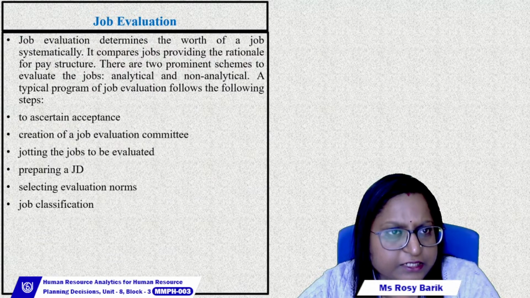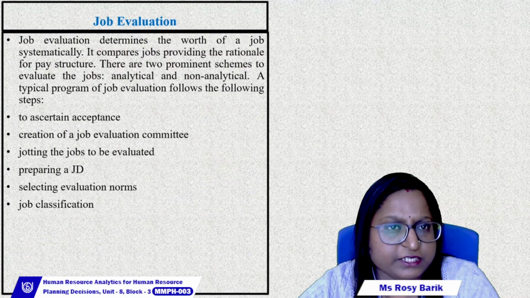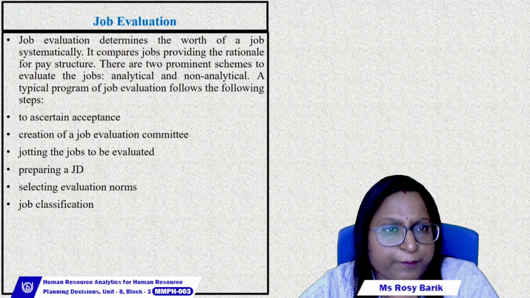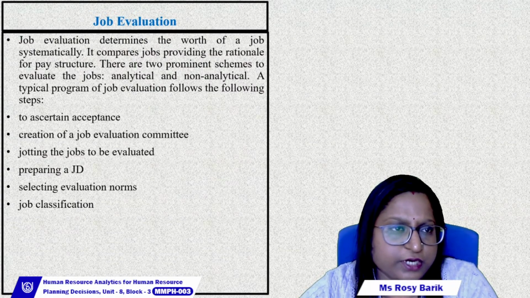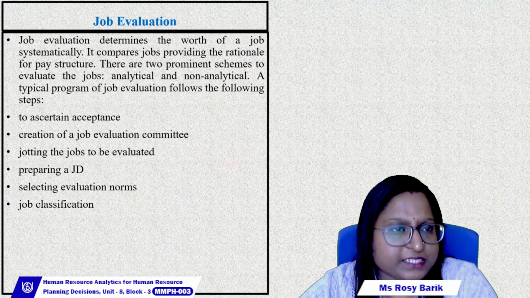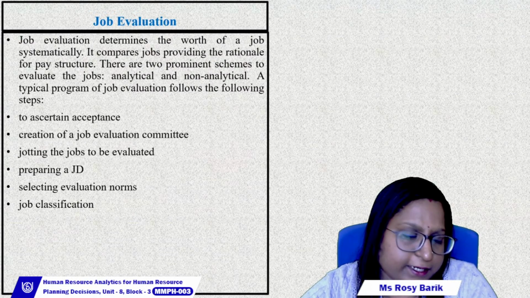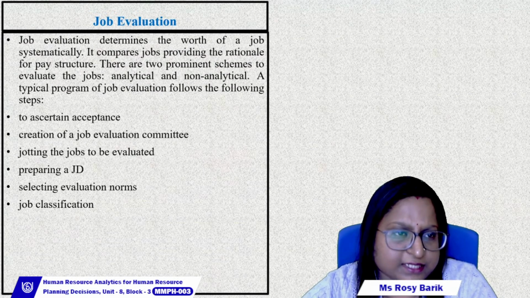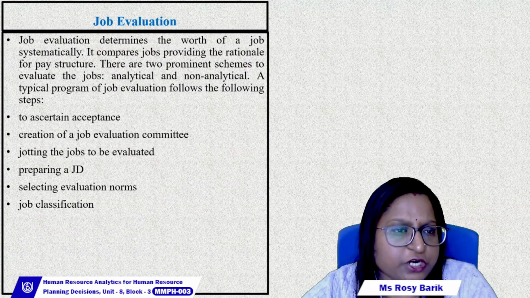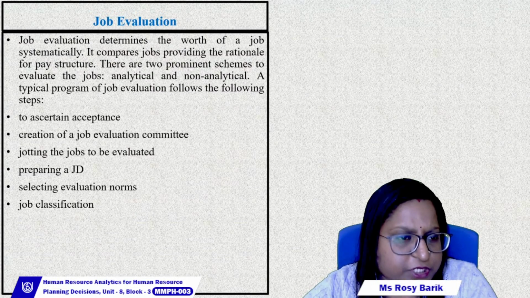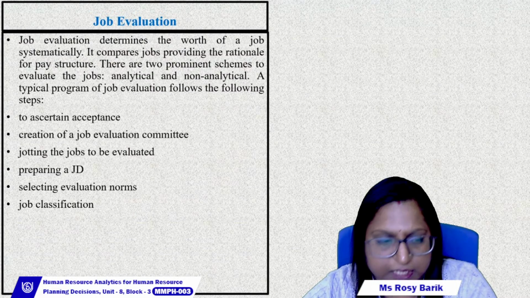So, we can see that job evaluation helps in determining the worth of the job systematically. It compares jobs, providing the rationale for the pay structure. There are two prominent schemes to evaluate the jobs, analytical and non-analytical, and the steps are to ascertain acceptance, creation of the job evaluation committee, jotting down the jobs to be evaluated, preparing the job description, selecting the evaluation norms, and job classification.